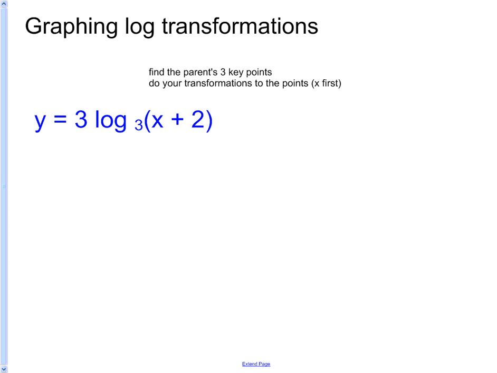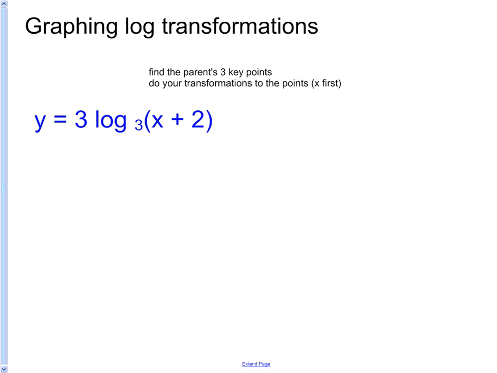Now, last night you did log transformations, and I know that was a little bit harder for you, so I want to go through a couple right now. Would you write this one down? It's really not that hard if you do it step by step. That's one of my favorite things. Just one little step at a time.